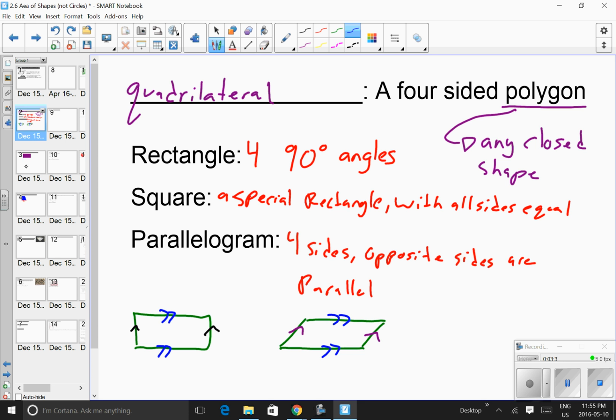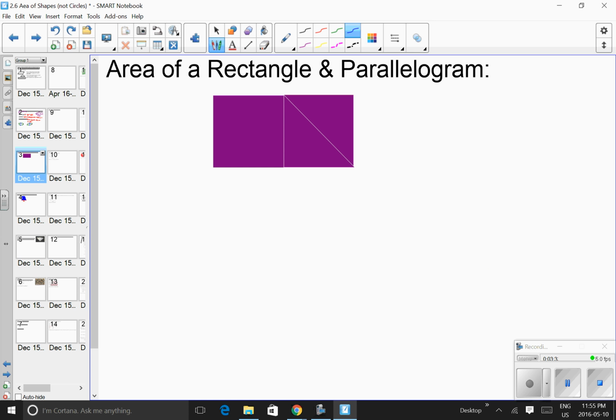So when we're talking about area, we already know the area of a rectangle. The area of a rectangle is length times width. So we're going to call this W and we're going to call this length, so we can figure out that area. Remember, area is the space inside, so all of this purple stuff is the area. So width is here, length is here.